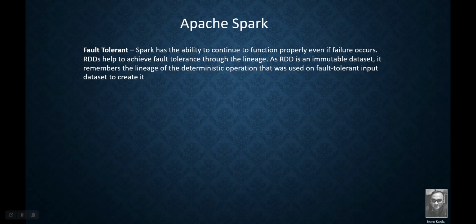Suppose you are working with Apache Spark and at some level if some failure occurs, you do not need to worry. RDD will maintain a lineage from where it will be able to recover from the failure basically. From the lineage itself, it will start processing again the next steps. So there is no data loss if you are using Apache Spark.